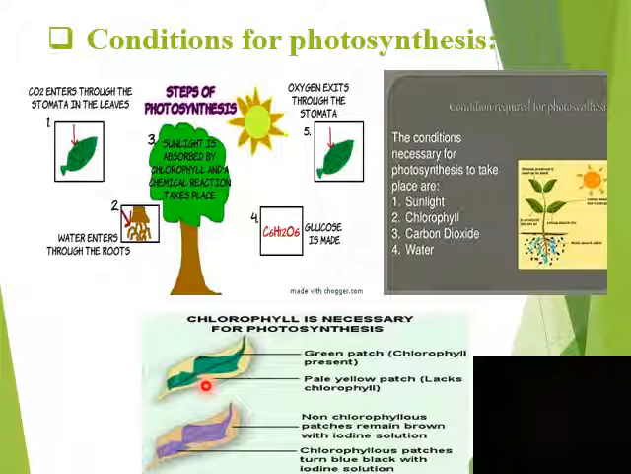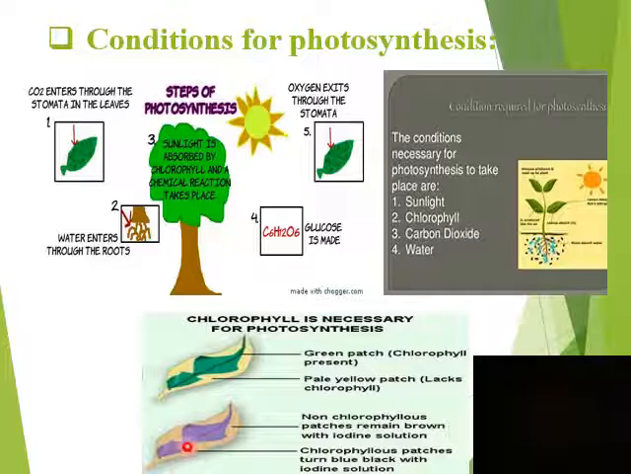Not all of it green. In which part is photosynthesis going to take place? It will take place in the green part. Why? Because chlorophyll exists. When all the conditions are available, it is going to be able to produce starch by photosynthesis. While in the pale yellow patch, which lacks chlorophyll, photosynthesis will not take place.